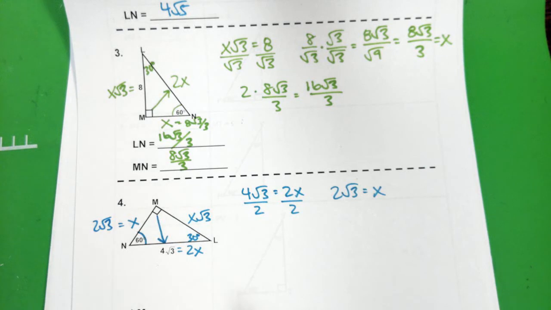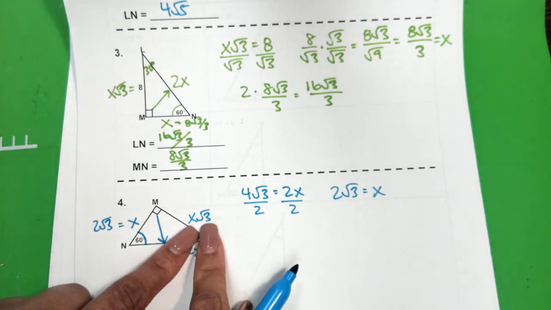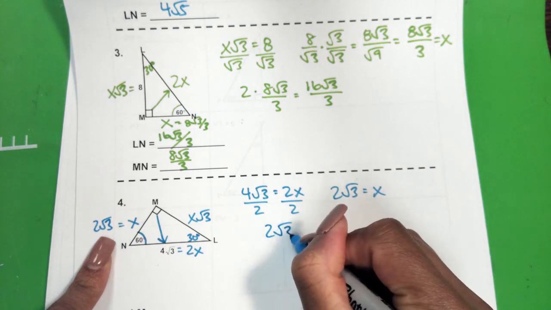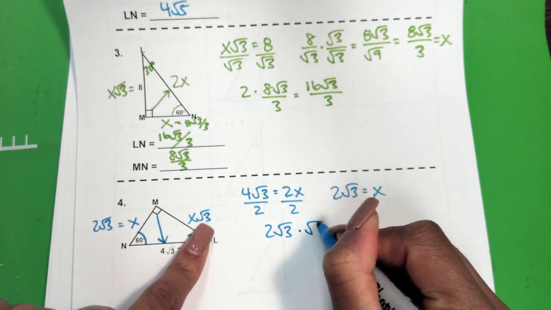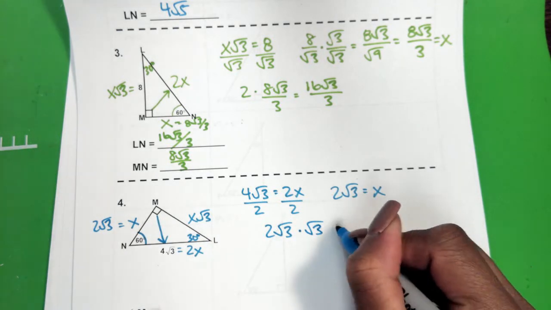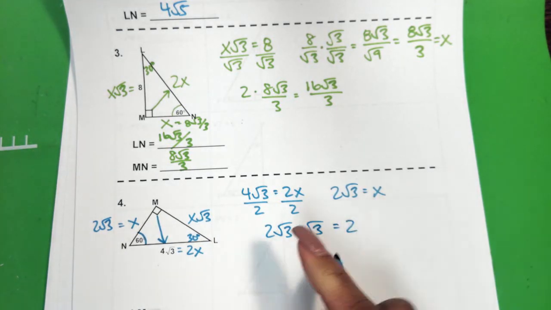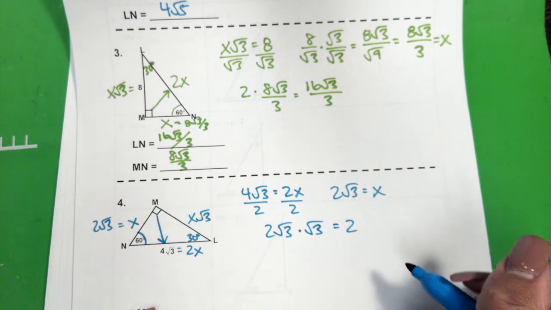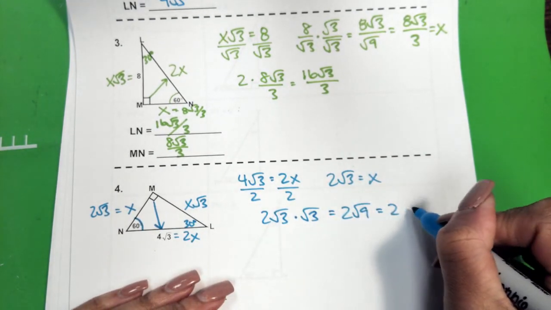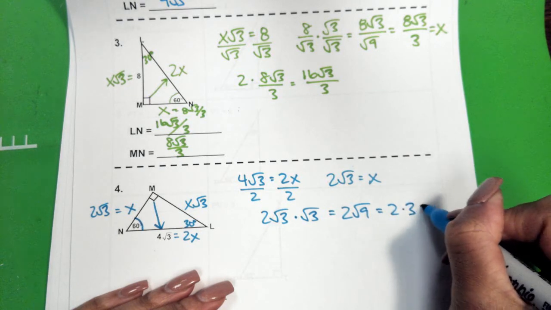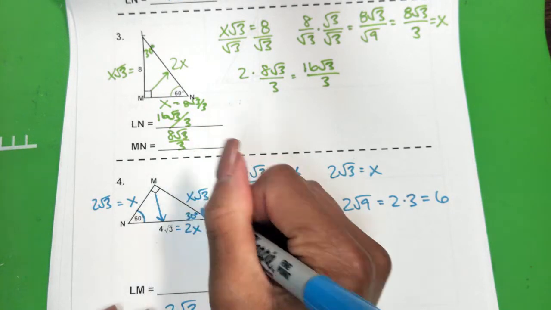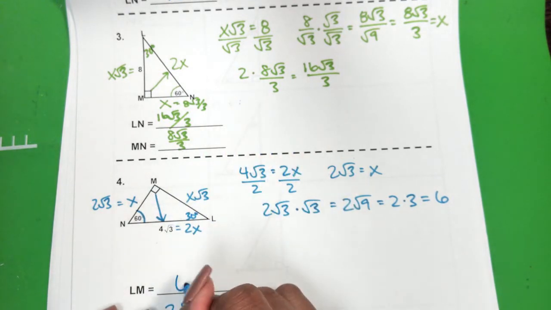And now I can take my x value and multiply it here. So you're taking 2 square root of 3 and multiplying it by square root of 3. I'm still left with 2 because I have an imaginary 1 here. And then square root of 3 times square root of 3 is square root of 9. But square root of 9 is 3. So 2 times 3 is 6. So NL, in this case, this part is 6.